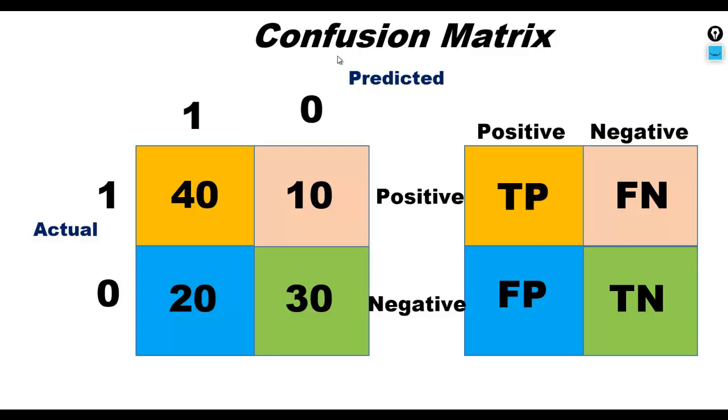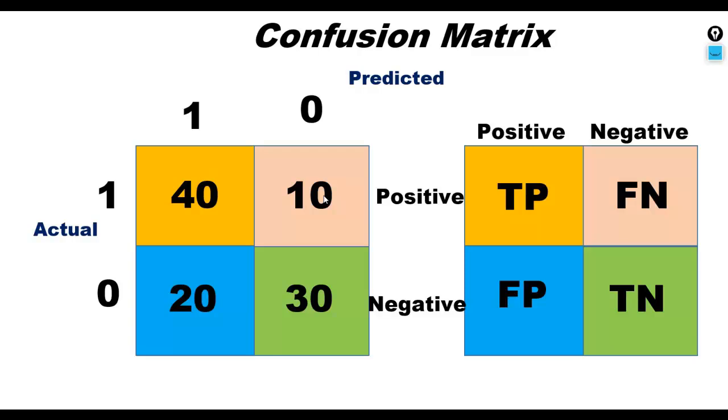Now let's move on. As you can see in our confusion matrix over here, the false positive rate is higher than the false negative rate that you can see over here. False positive instances are 20 and false negative instances are 10. This is just for your information.